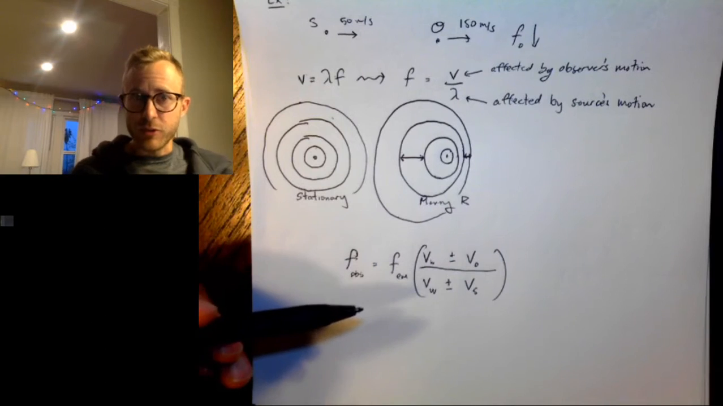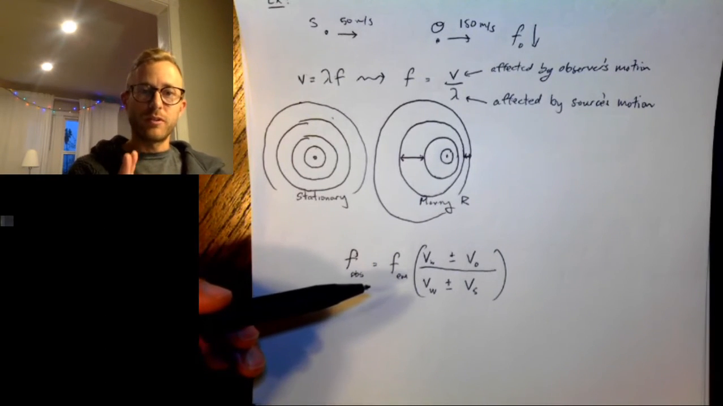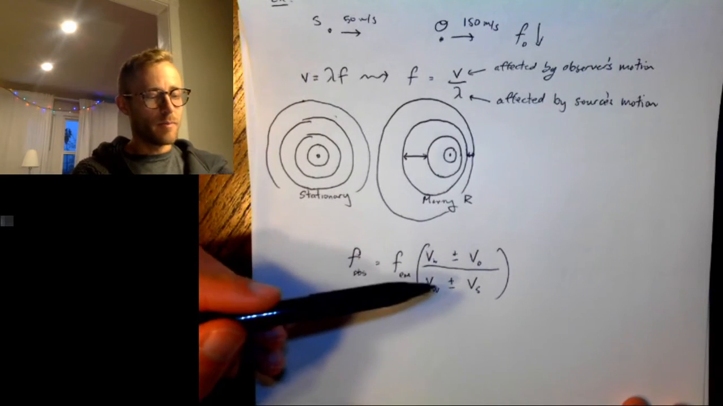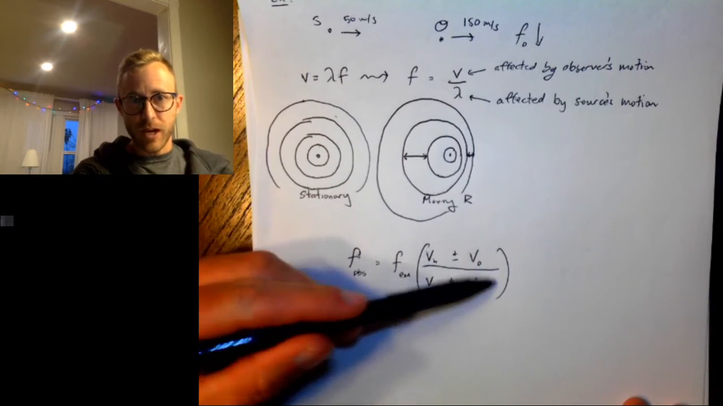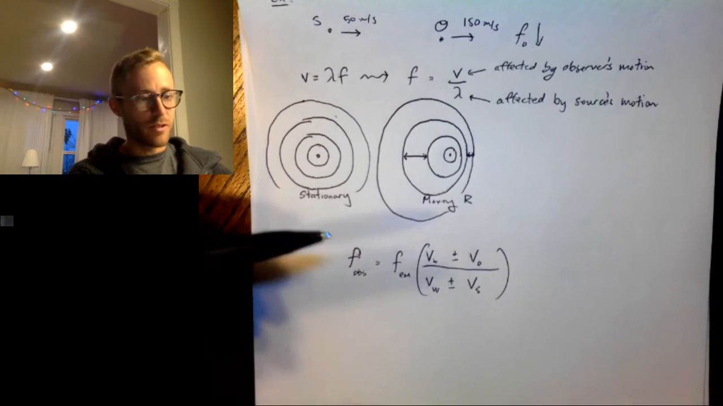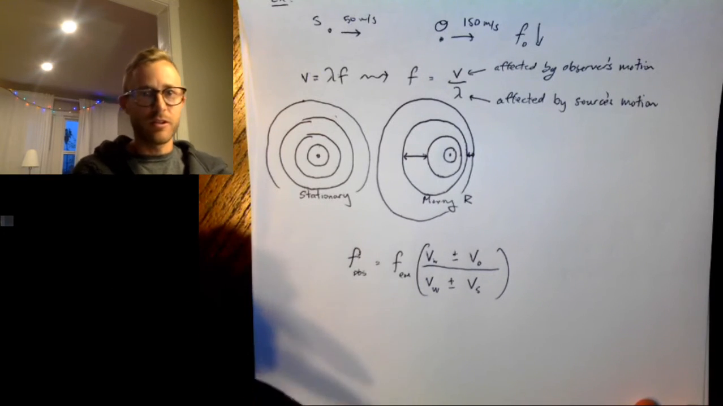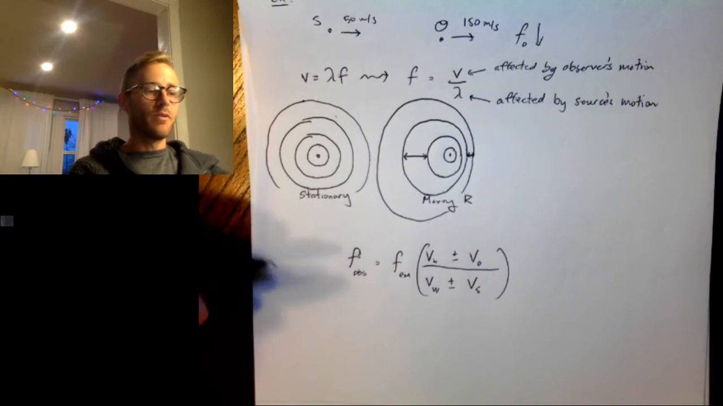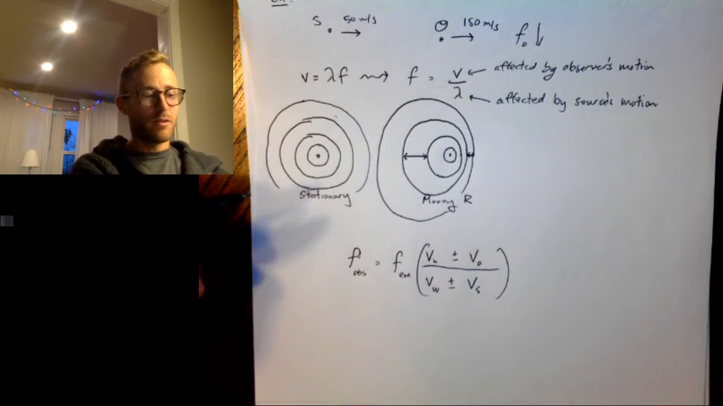Now, what if the source and the observer are both stationary? What if they both have a velocity of 0? Then the correction factor would be velocity of the wave divided by velocity of the wave. So you would just get 1 for the correction factor, and you get observed frequency is equal to the emitted frequency. But if they're in relative motion, then this is going to change things.